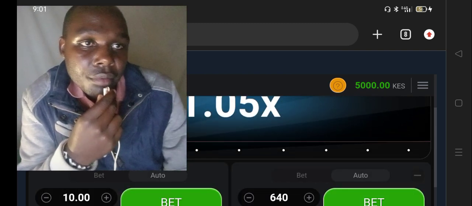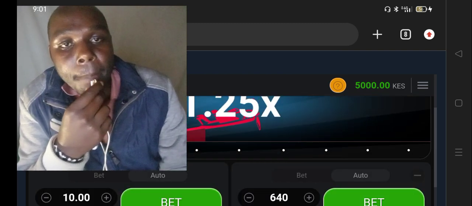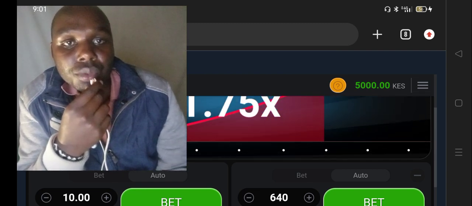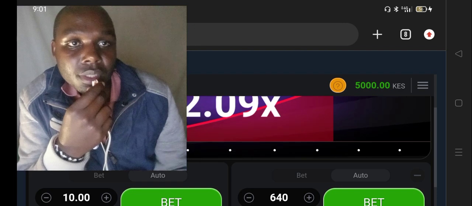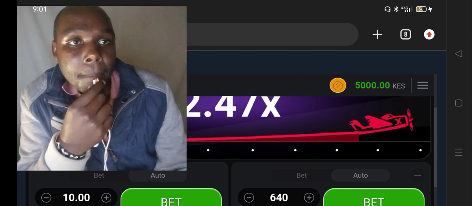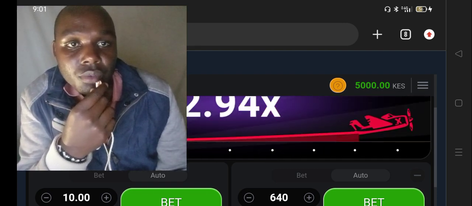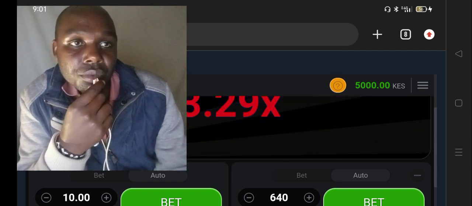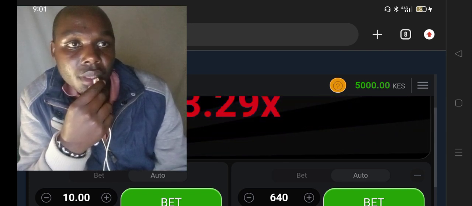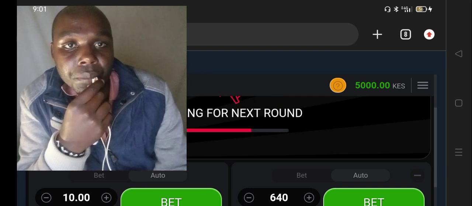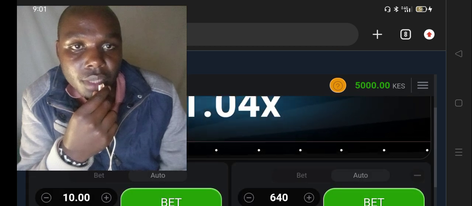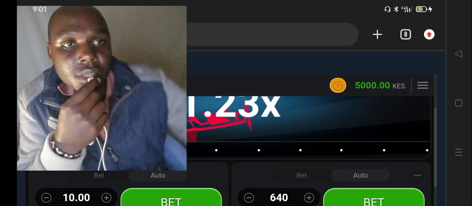The first thing you have to do with this game is have a minimum of 5,000 in your account. That reduces the risk of losing your money. The next thing is to have a betting site that allows you to bet with more than, let's say, 5,000 Kenya shillings. And then another thing, quickly, so that you can start playing.